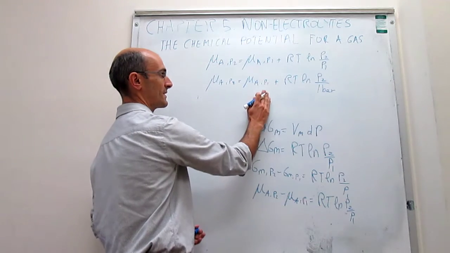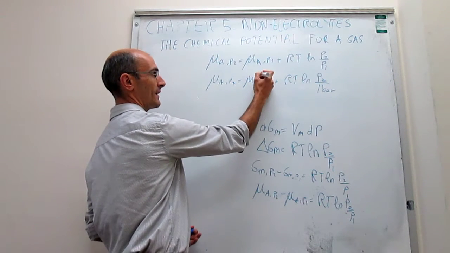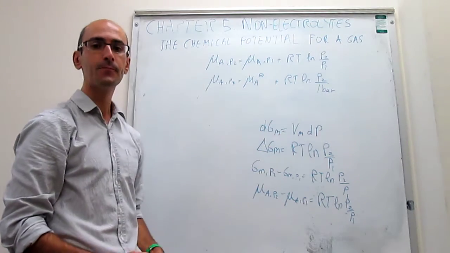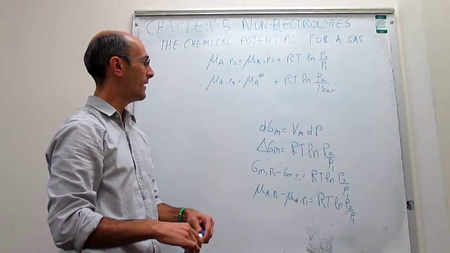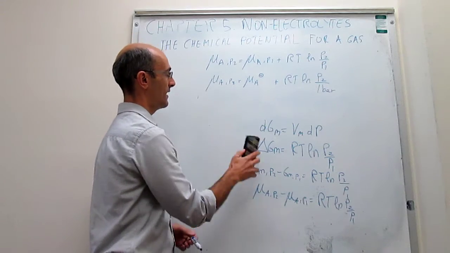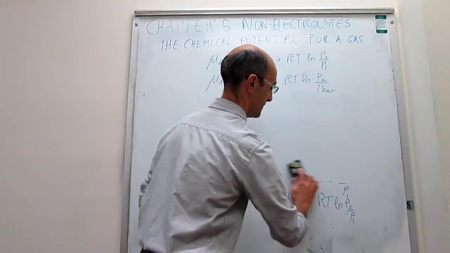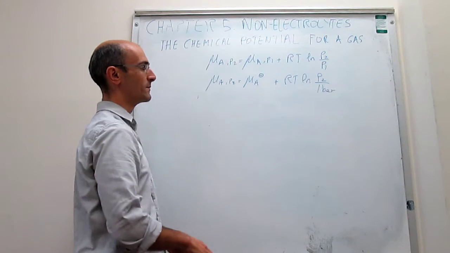Okay, so the way that we can write this chemical potential is saying, well, that would be the chemical potential at 1 bar, which is the same thing as the standard state. Okay? All right. This expression is actually quite important, and we're just going to simplify a little bit.